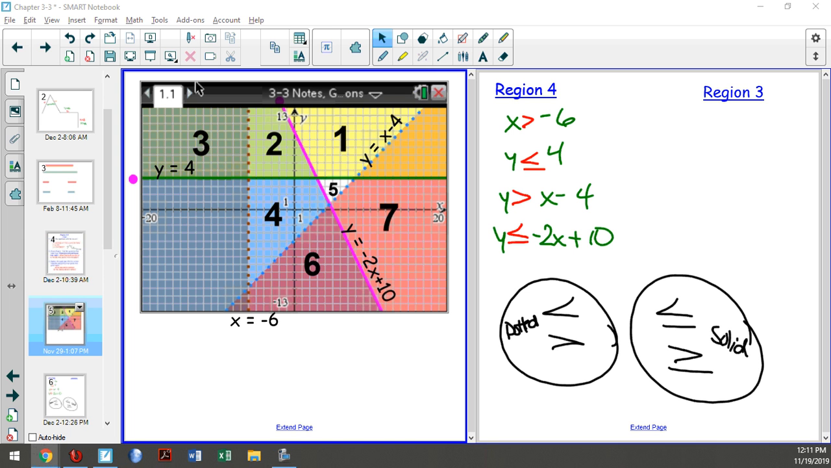Okay, if I'm cutting out region 3, region 3 is going to be right here and right here. How many lines make up region 3? Only 2 lines. And what are the 2 lines making up region 3?